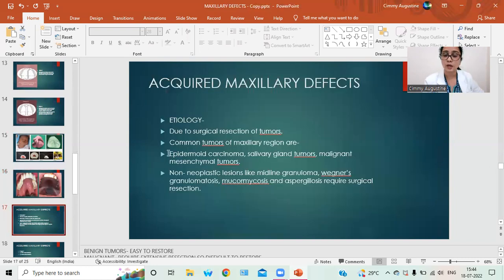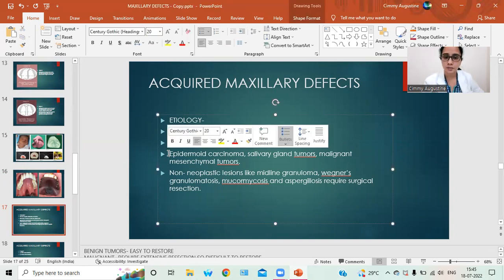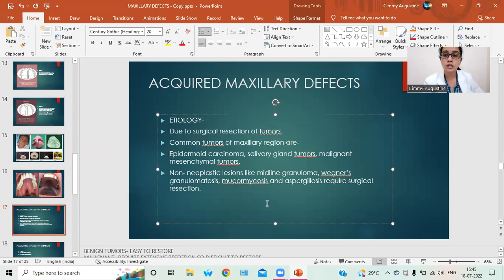Now we come to acquired maxillary defects. As the name says, an acquired maxillary defect is because of a surgical resection. Surgical resection may be because of a tumor. The most common tumors of the maxillary region are dermal carcinoma, salivary gland tumors, malignant mesenchymal tumors, and non-neoplastic conditions like granulomatous diseases, mycosis, and aspergillosis. All this can cause surgical resection.